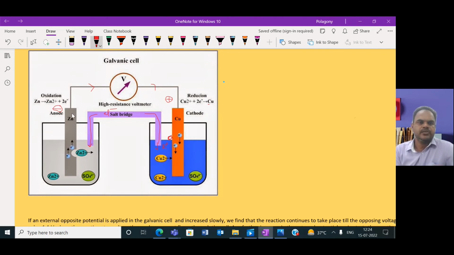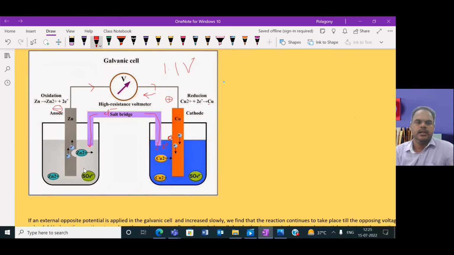As the time progresses, what happens? Electrons move towards the cathode, and positive charge moves towards the anode. So across the zinc and the copper, the cell potential, the reduction potential difference between the two electrodes, is equal to how much? 1.1 volts.